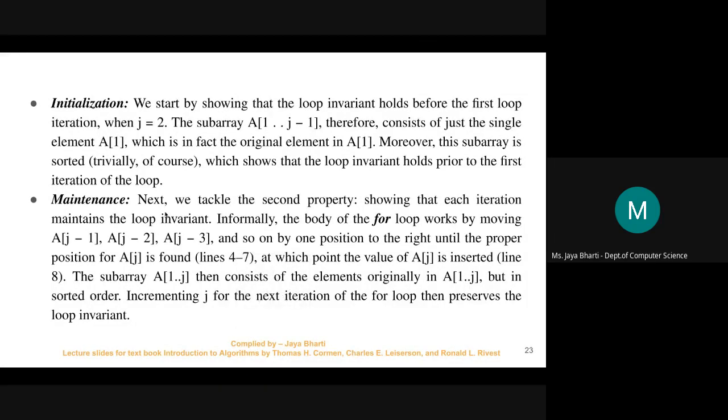So now the next step is maintenance. So maintenance is showing that each iteration maintains the loop invariant. Informally, the body of for loops works by moving aj minus 1, aj minus 2, aj minus 3, and so on by one position to the right until the proper position for aj is found. So this is this one.